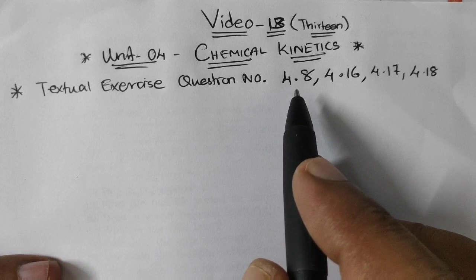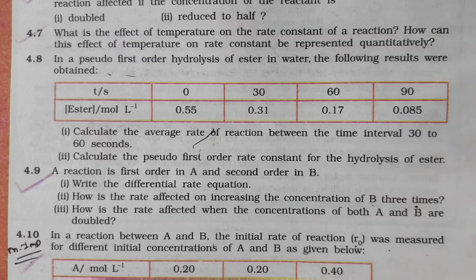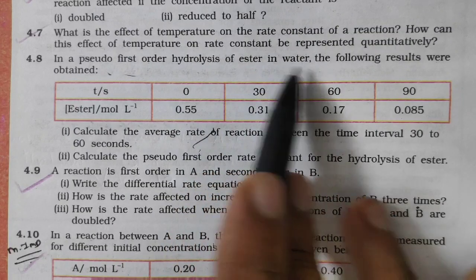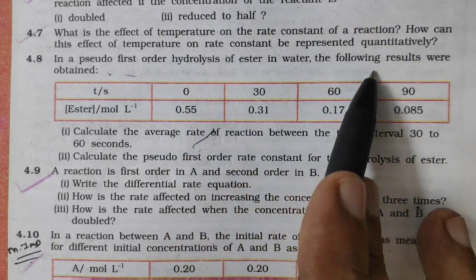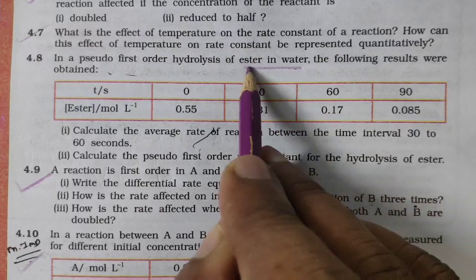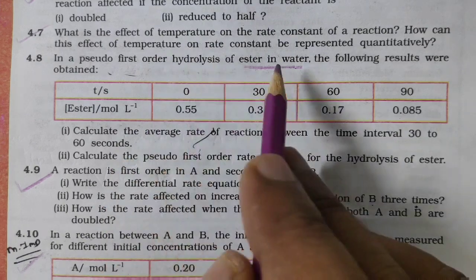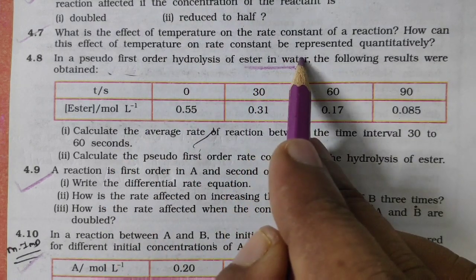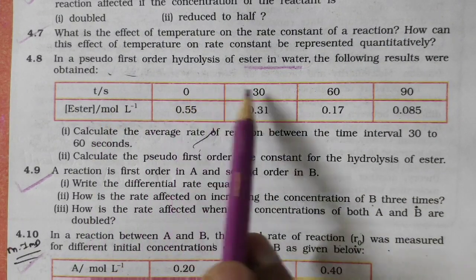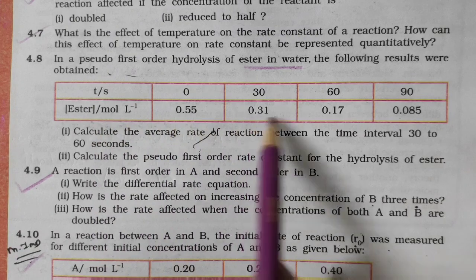Now 4.8 is an example of a pseudo first order reaction. So first of all, we'll see the question here. In a pseudo first order hydrolysis of ester in water, the following results were obtained. When we say hydrolysis of ester in water or hydrolysis of sugar, these are all examples of pseudo first order. It means the reaction starts as second order, but as time proceeds, the water concentration does not change and it becomes first order. These are the observations given at 0, 30, 60 and 90 seconds. These are the concentrations of ester that are given.